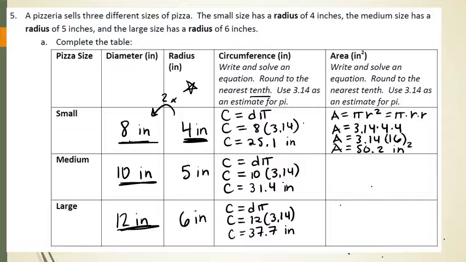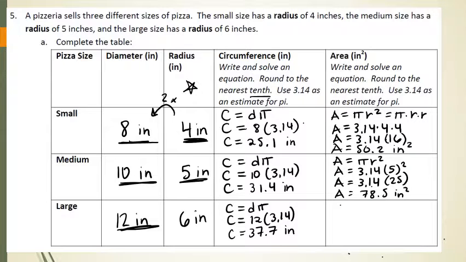What's the area for the medium pizza? Again, area is pi r squared. So area equals 3.14 times the radius squared. The radius is 5, so 5 squared. So area is 3.14 times 5 squared, and 5 times 5 is 25. So we're going to do 3.14 times 25, and that would get us to an area of 78.5 inches squared.